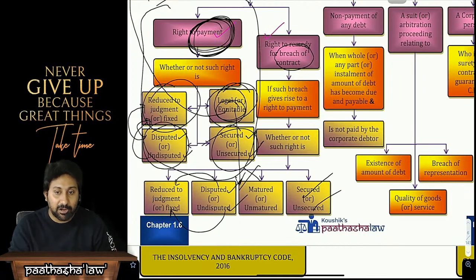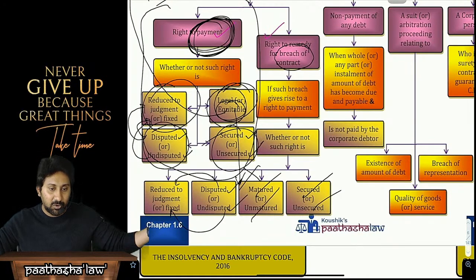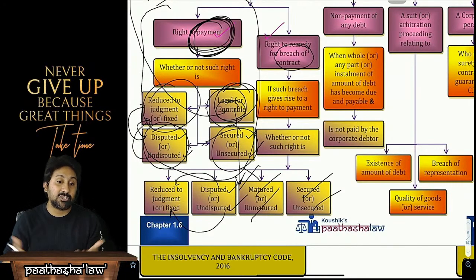But a breach of contract can be made even before the date of maturity. That's called an anticipatory breach. Therefore, unmatured is also coming here. This is the whole idea of the story regarding the definition of the term claim.